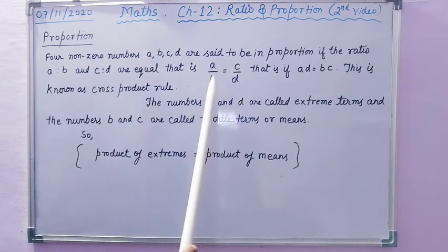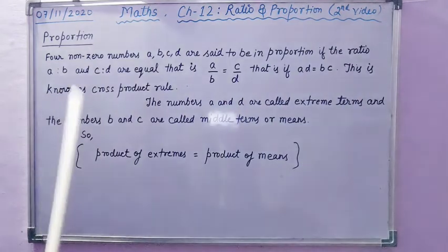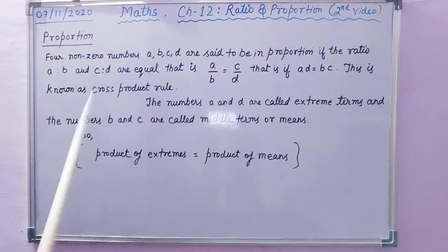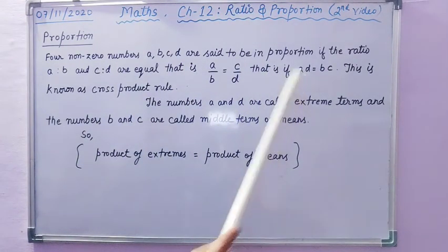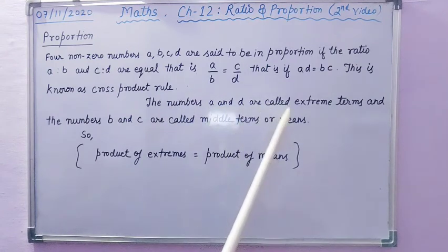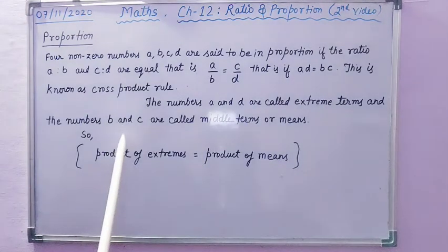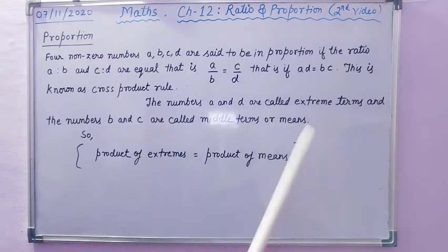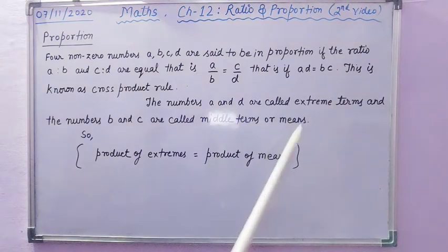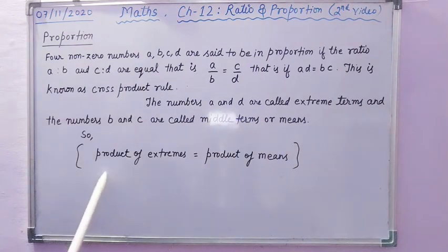So AD and BC. This is known as the cross product rule. The numbers A and D are called extreme terms, and the numbers B and C are called middle terms or means. So the product of extremes is equal to the product of means.